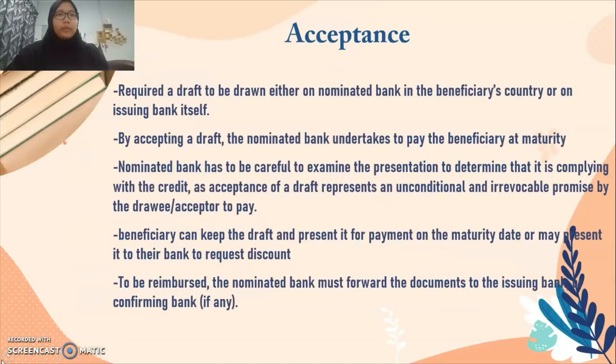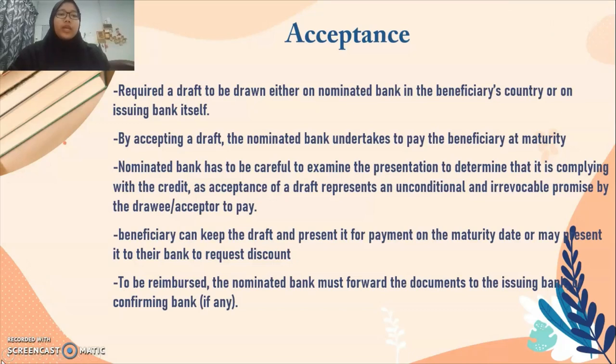The next type of payment is acceptance. Acceptance requires a draft to be drawn either on the nominated bank in the beneficiary's country or on the issuing bank itself. By accepting a draft, the nominated bank undertakes to pay the beneficiary at maturity. Besides that, the nominated bank has to be careful to examine the presentation to determine that it is complying with the credit, as acceptance of a draft represents an unconditional and irrevocable promise by the drawee or acceptor to pay.